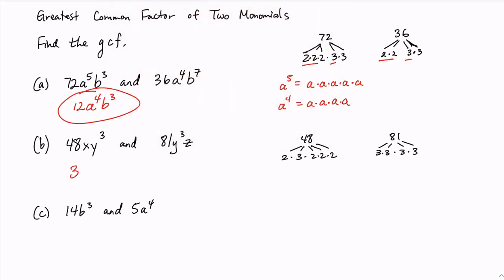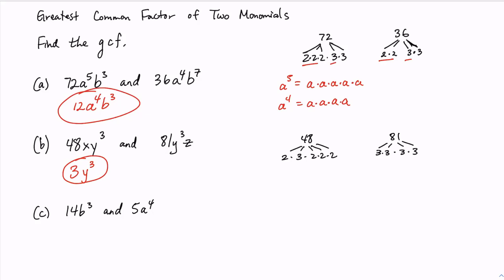So really, the numbers are the toughest. Do they have any x's in common? Nope. Do they have any y's in common? Yes. They have y to the third in common. Do they have any z's in common? Nope. Because this monomial here doesn't have any z's, and this monomial here has one z. So they don't have any z's in common. So you're only left with 3 times y to the third. And that is your GCF between those two monomials.